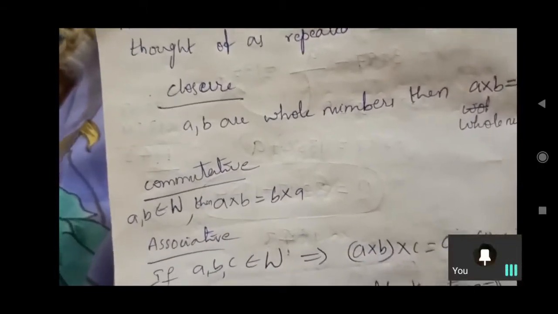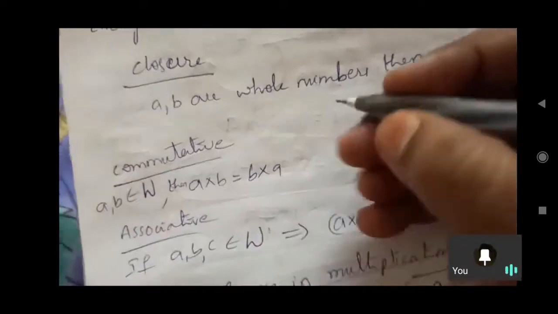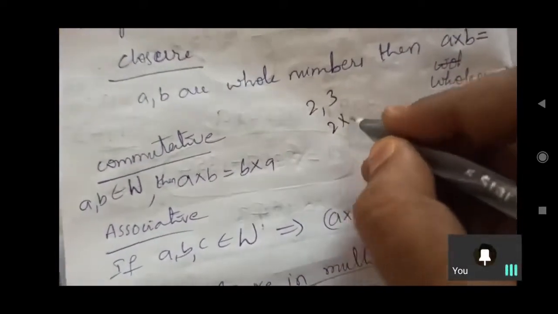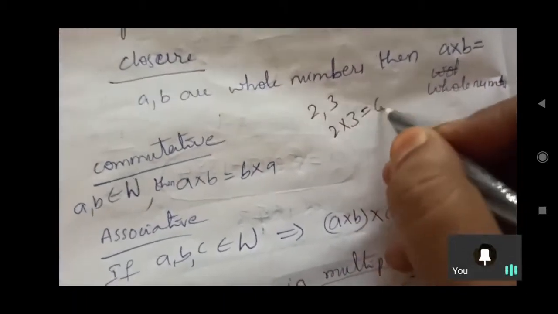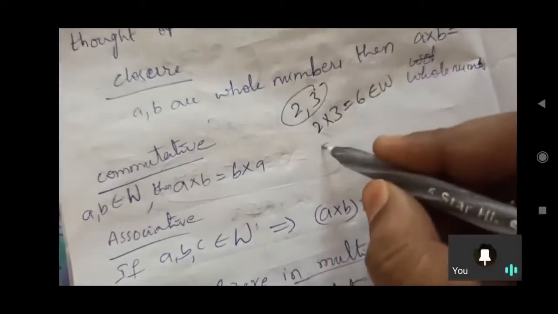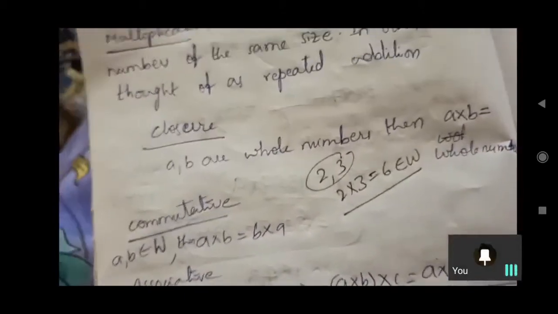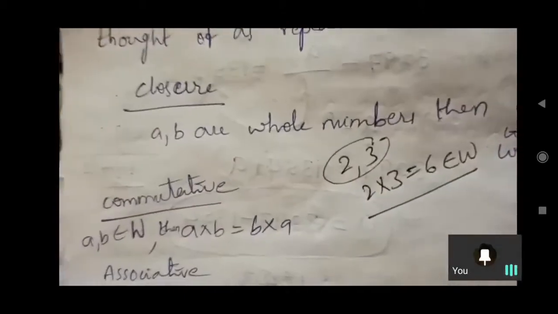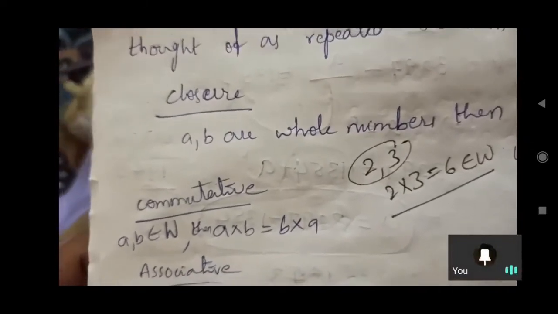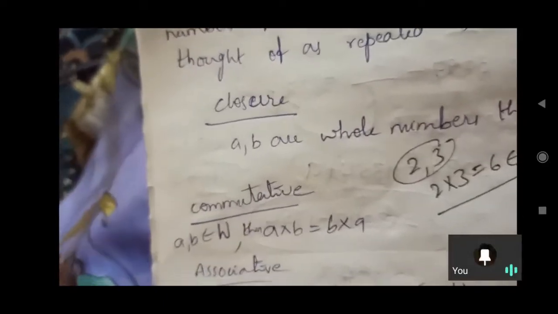If we consider two numbers from the whole number set, yes, two numbers 2, 3 I am considering. And what is the product of these two? By multiplication we'll get 6. This is also a whole number. Two whole numbers తీసుకుంటే వాటి multiplication కూడా whole number అయింది అనుకోండి, that is closure property. Yes, closure property holds for whole numbers on the multiplication operation.